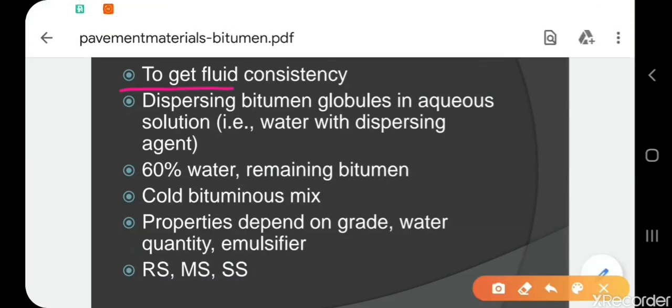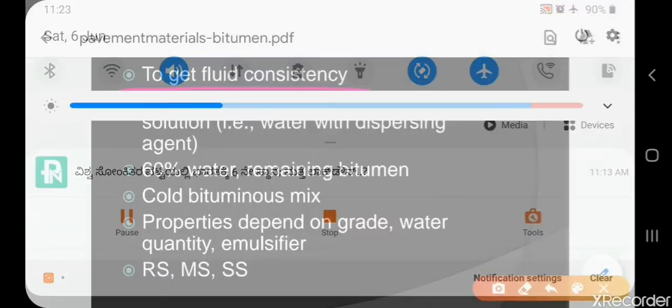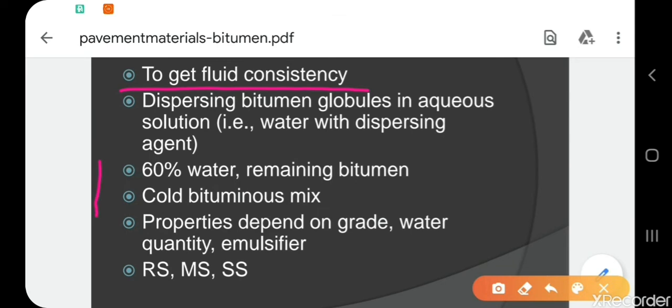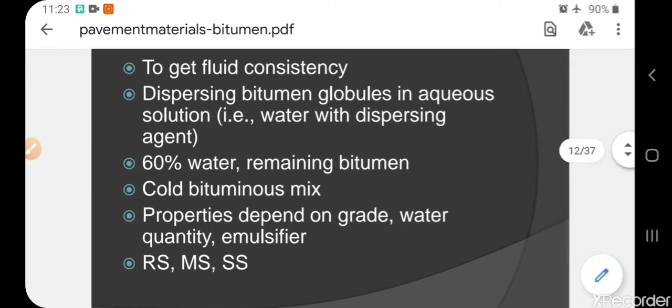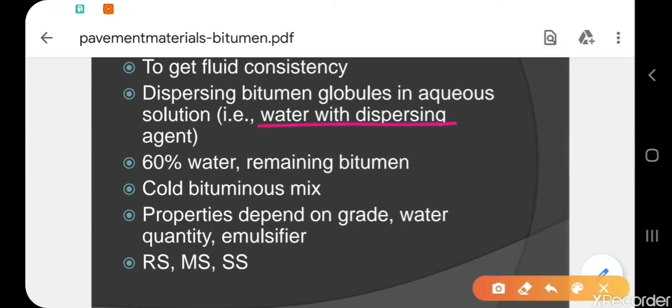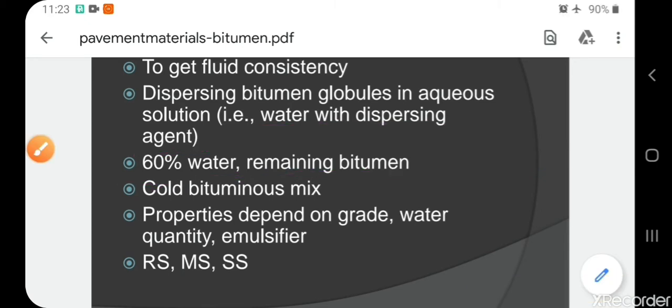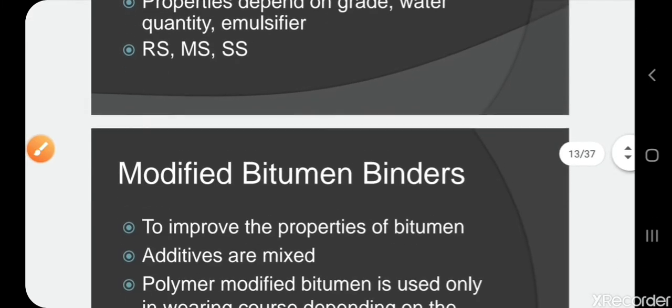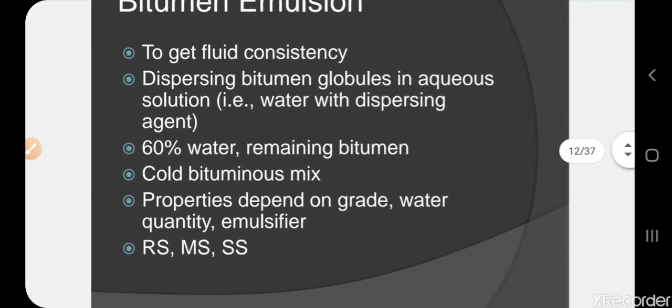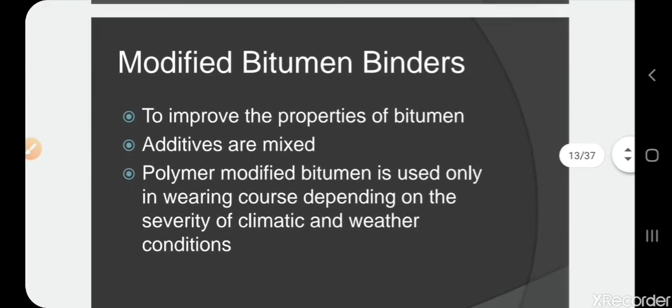What do you mean by bitumen emulsion? To get a fluid consistency, bitumen globules are dispersed in an aqueous solution, that is, water with a dispersing agent. 60% is water and the remaining 40% is bitumen, and this is known as cold bitumen mix. The properties depend on the grade and the water quantity of the emulsion, and the common bitumen emulsions are RS, MS, SS.